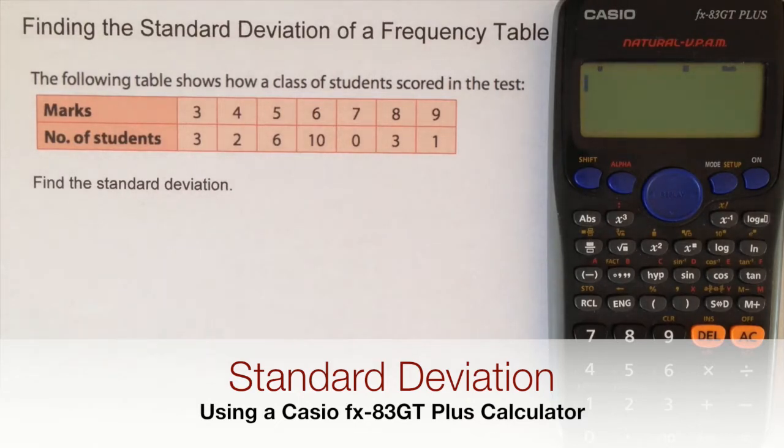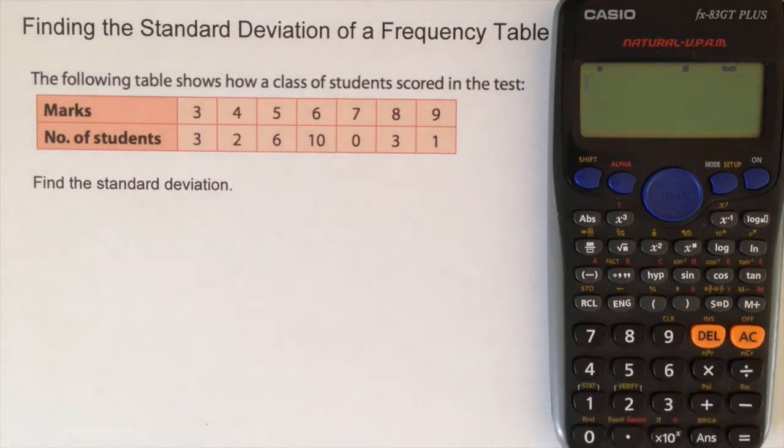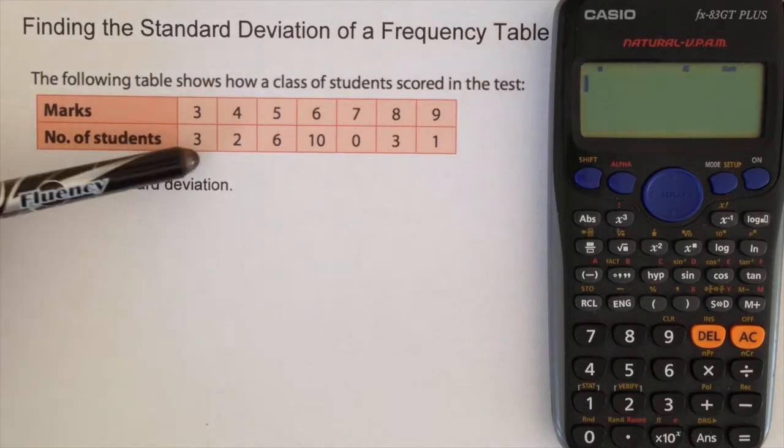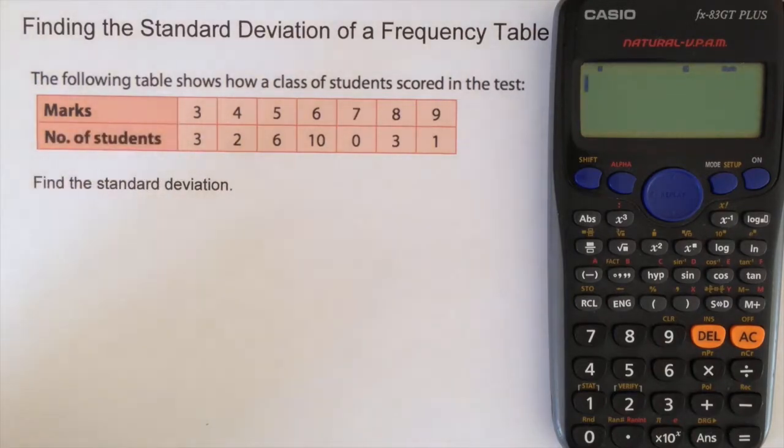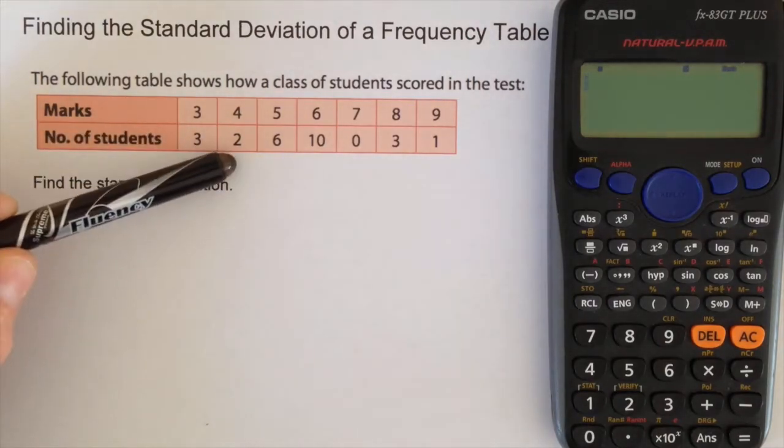In this question, we have a table that shows us how a class of students scored in a test. We see there are two rows. On the top row, it gives us the marks, and on the lower row, the number of students that got that mark. So we see, for instance, that 3 students scored 3 marks in the test and 2 students scored 4 marks.